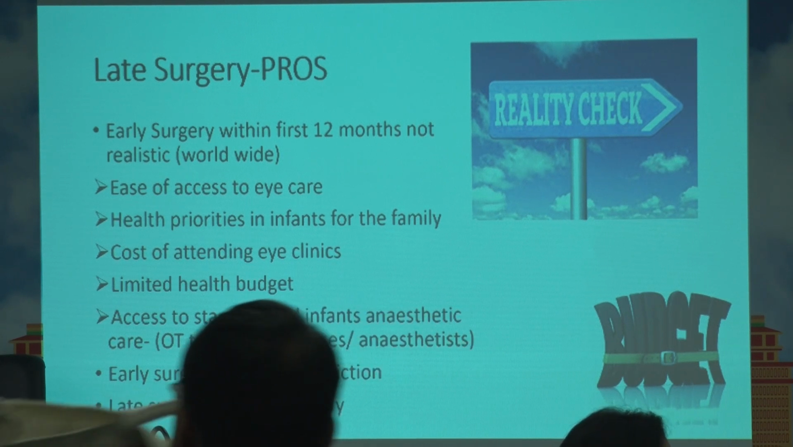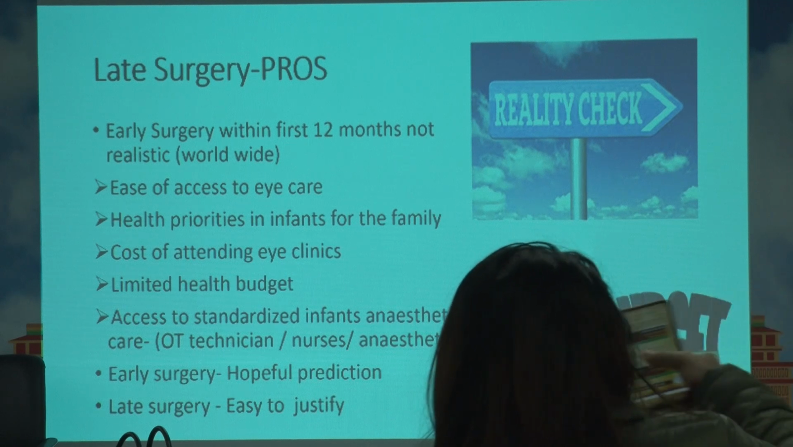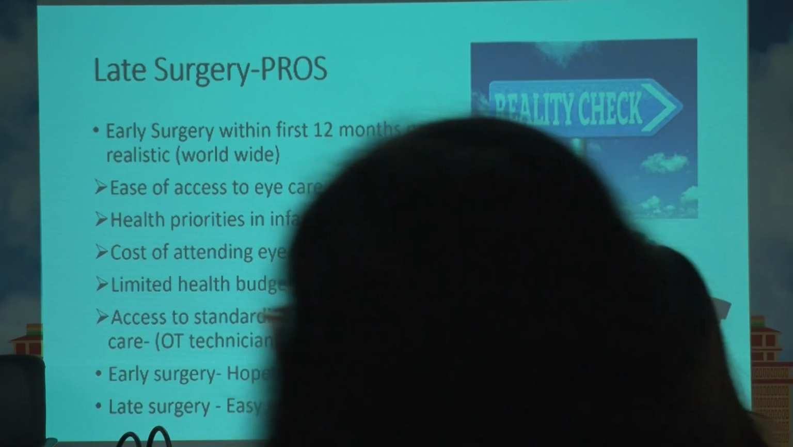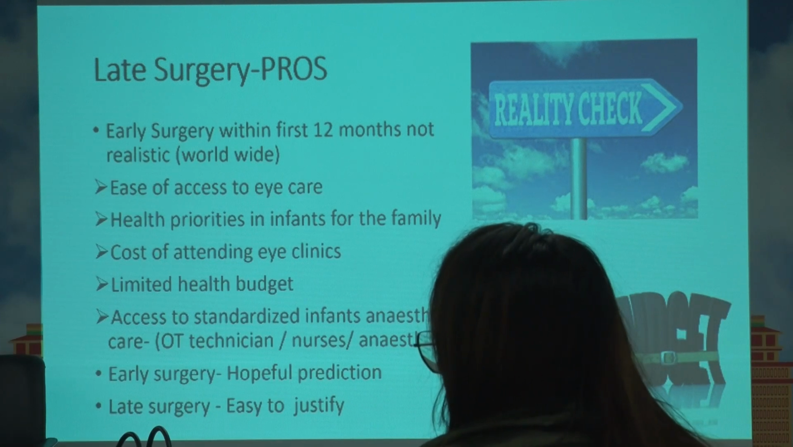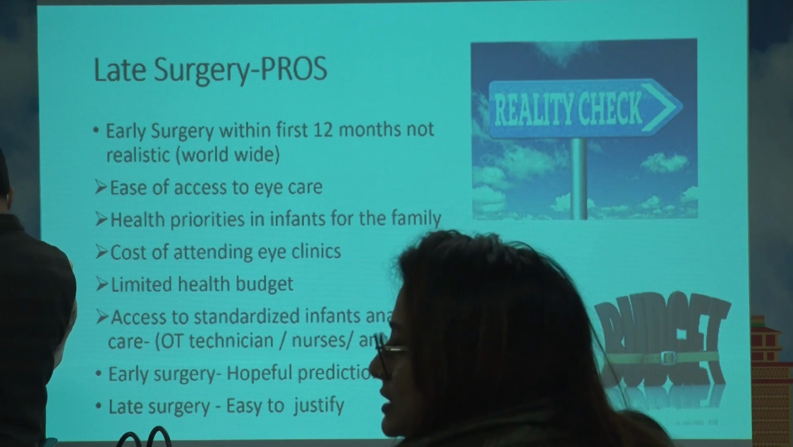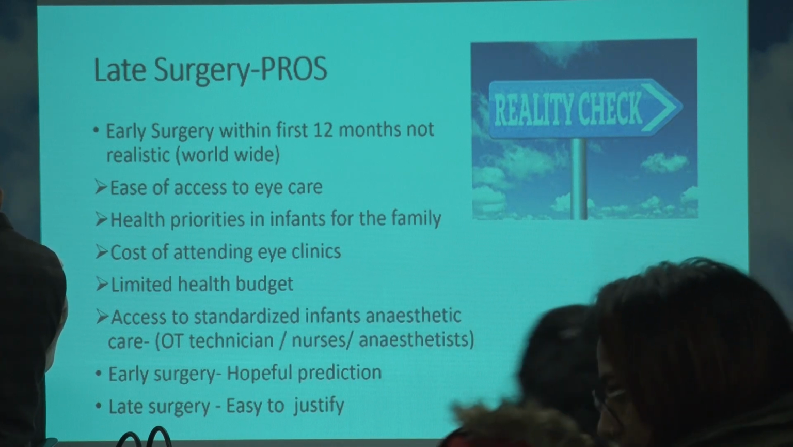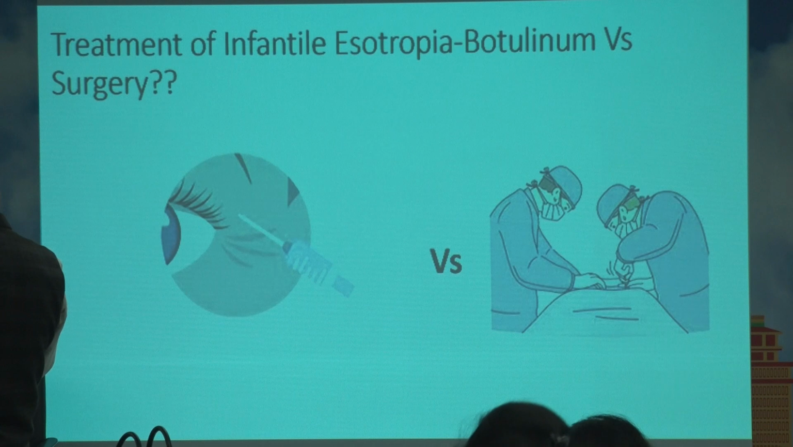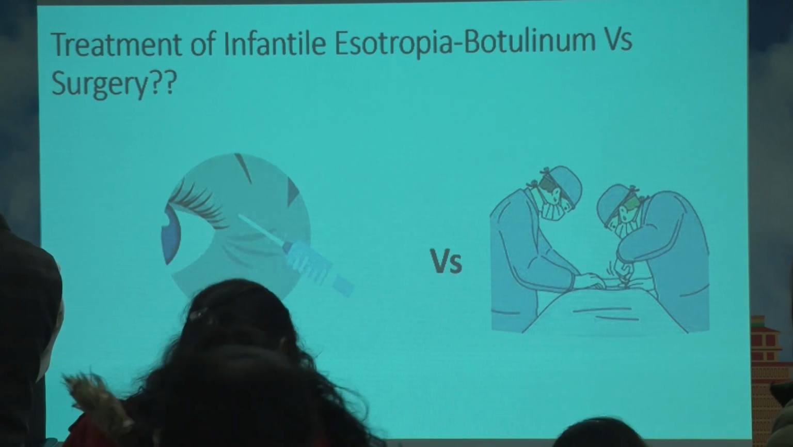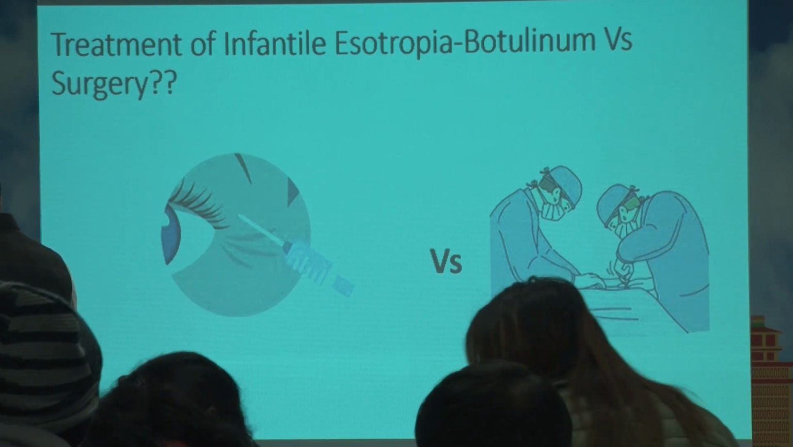So early surgery, obviously as a pediatric ophthalmologist, I am a proponent of early surgery, and I would say it has a hopeful prediction. At least if I am able to give them even gross stereopsis, I would prefer to go ahead with early surgeries. Late surgeries, from the parents' point of view and from the anesthesia point of view, are easy to justify. But if we have to go for a consensus, I would take the opinion of the panelists and the chairperson later, when I finish my talk.